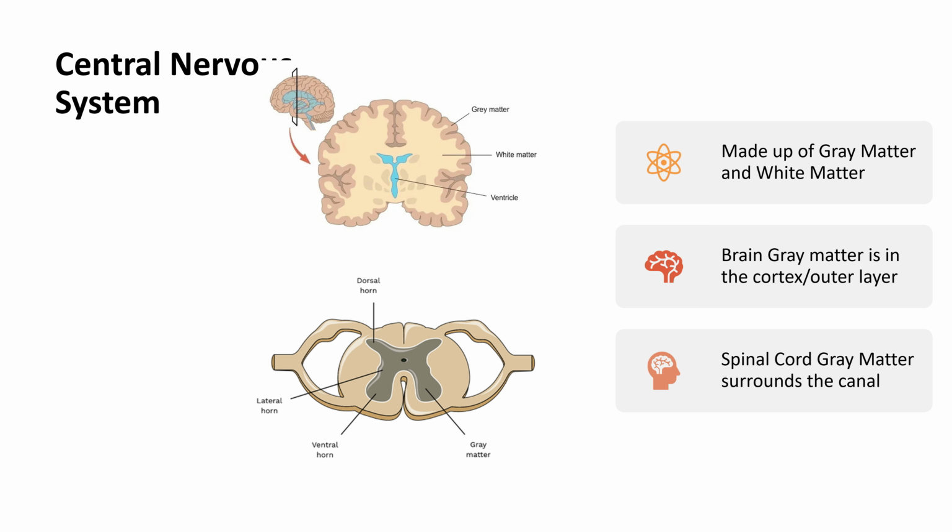Your central nervous system, here's a good graphic for you. It's going to be made up of gray matter and white matter. Brain gray matter is in the cortex or the outer layer. Your spinal cord gray matter surrounds the canal.